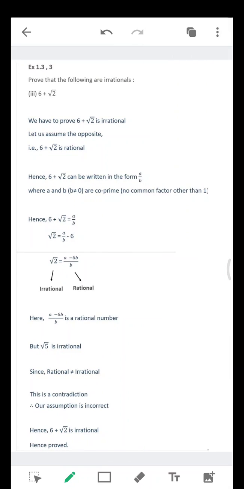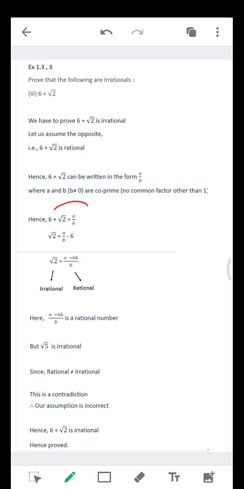The last one I also do in the same way, 6 plus root 2. I take 6 to the right, same thing. All the steps are the same. Assume the opposite. This is rational, then this can be written in the form of a by b, where a and b are co-primes, same thing. There is no change at all, only the changes in these terms.